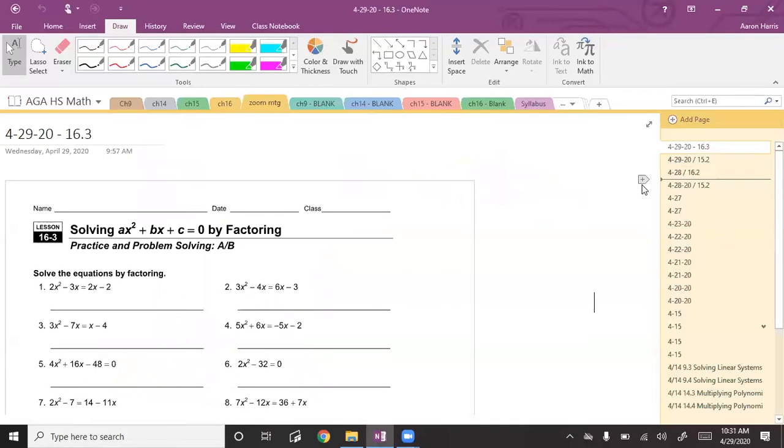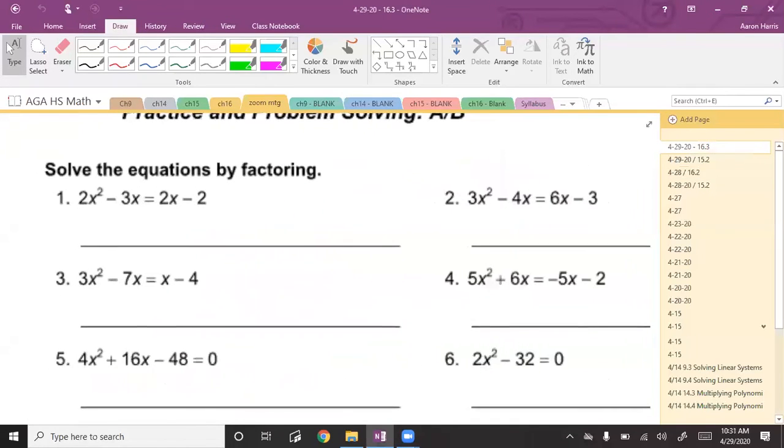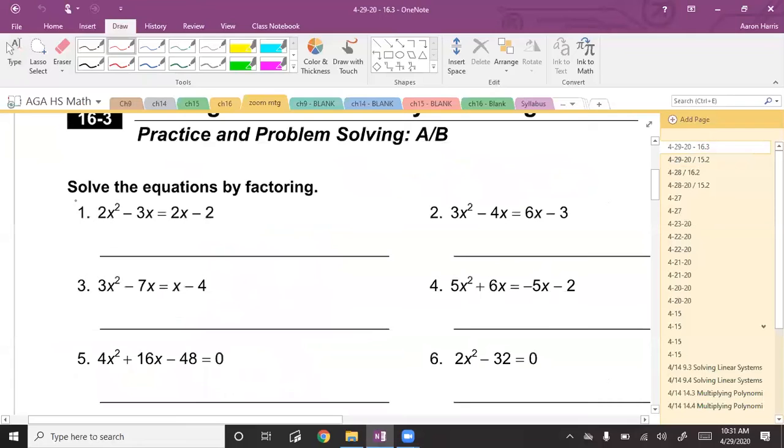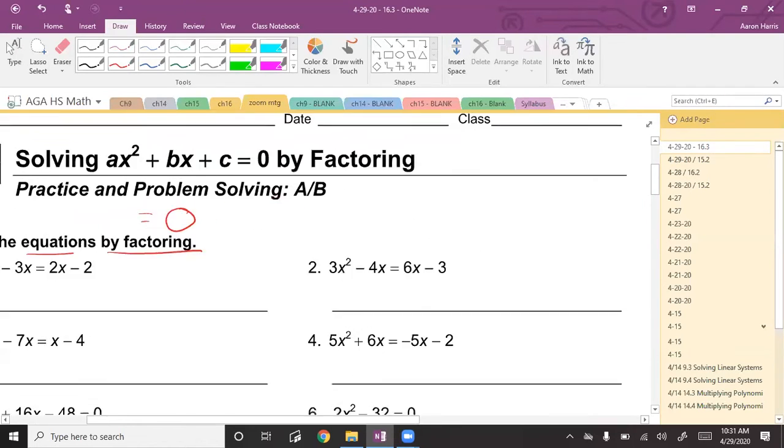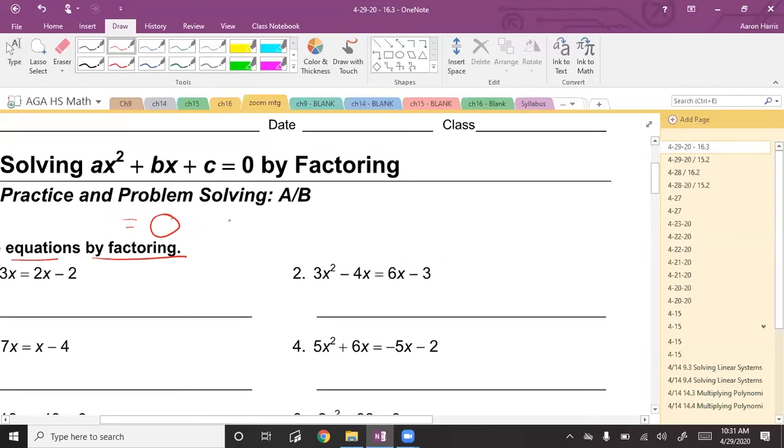16.3, factoring. Now, here's the thing. We're solving a quadratic. We're going to solve these equations by factoring. Let me do it first. We're going to set it equal to 0. And what are we finding? I talked about this yesterday because you need to put it all together. I don't want you thinking you're just moving numbers around to move numbers around.